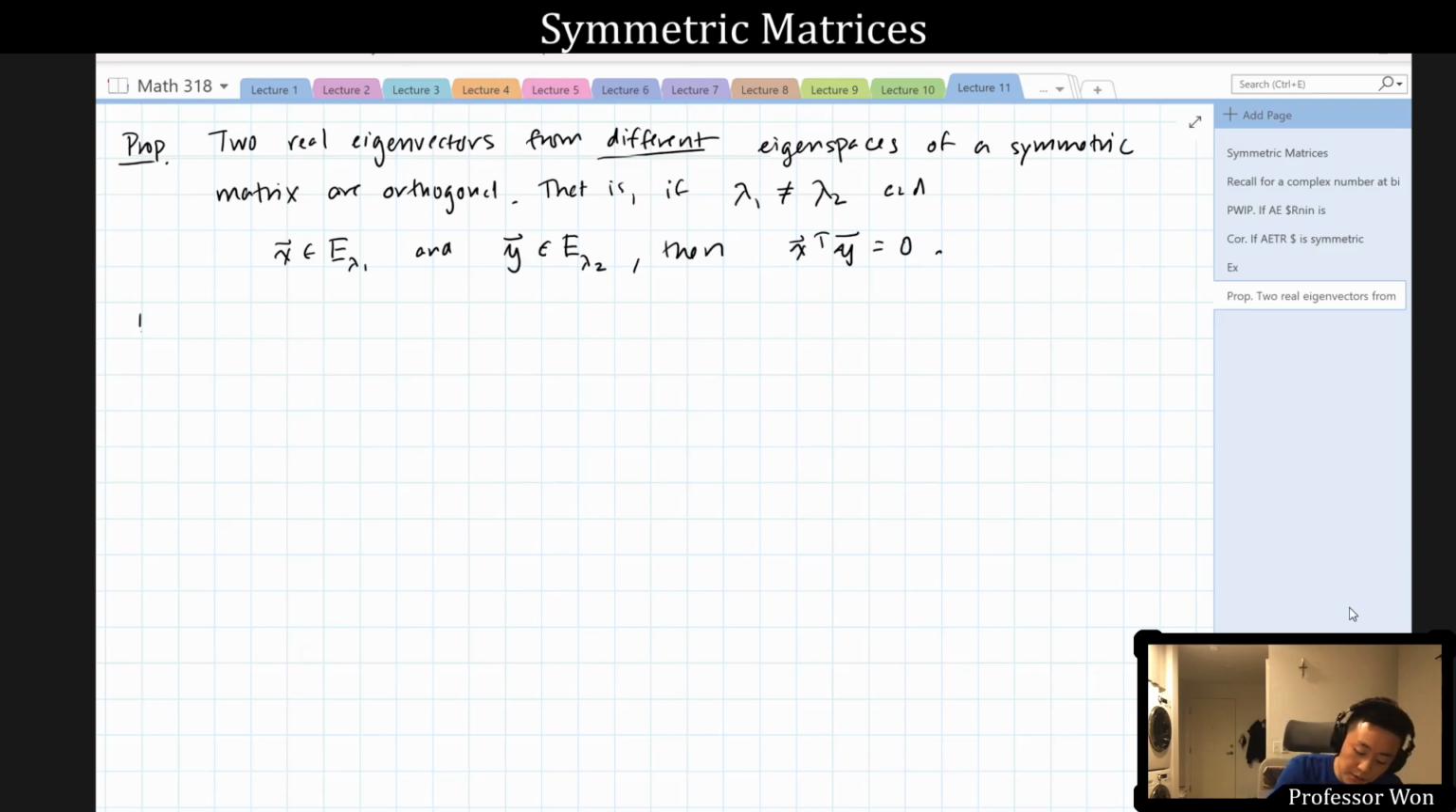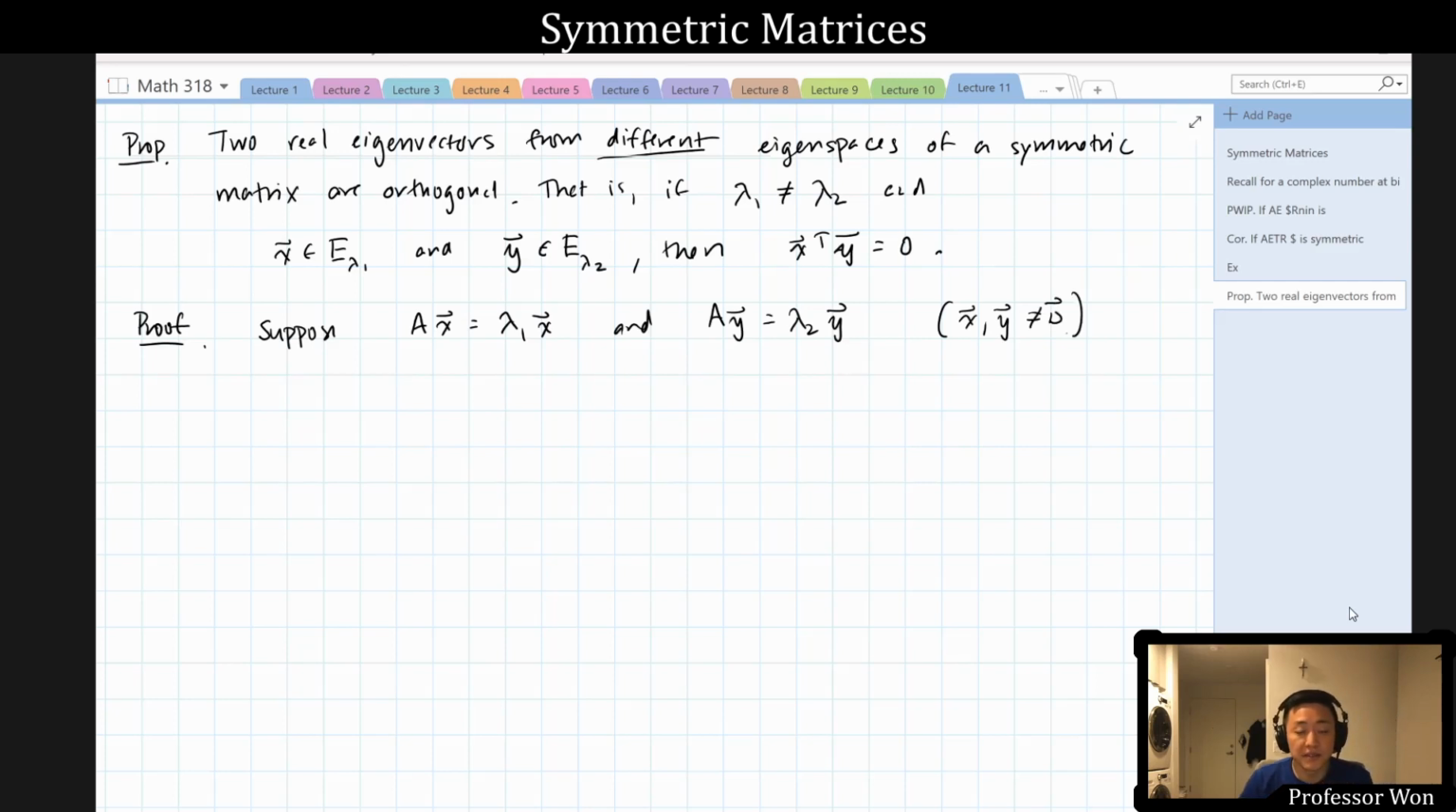Okay, so what's the proof? This is sort of a follow-your-nose kind of proof. Let's suppose that Ax is equal to lambda 1 x, and Ay is equal to lambda 2 y, and x and y are non-zero. So suppose that I have two eigenvectors from two different eigenspaces.